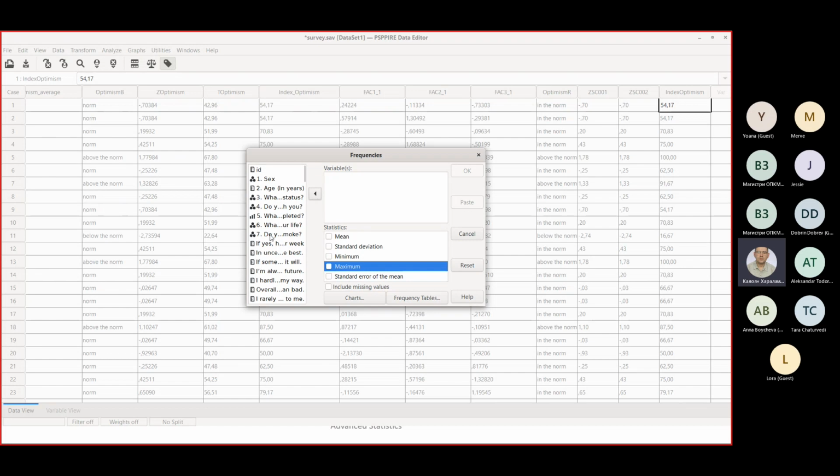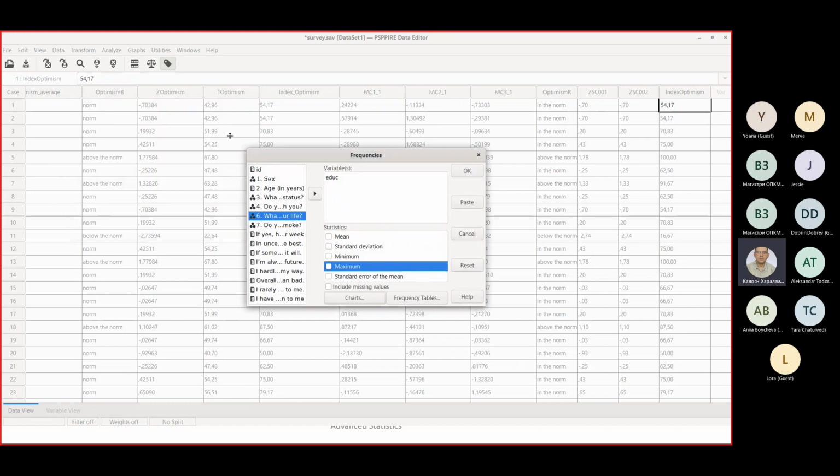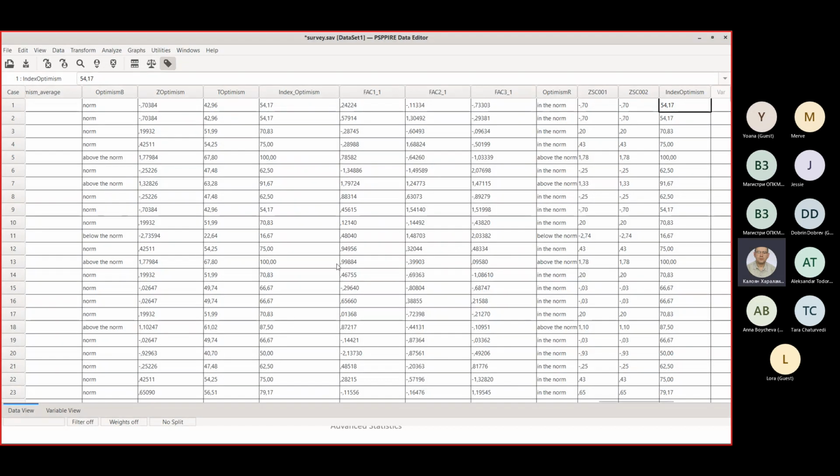Where is this? Oh, source education. Okay, this is education. I will move education from left to the right, and I will change the chart. Usually, for ordinal variable, we use bar charts. So I will uncheck pie chart and we'll check bar chart. After that, continue. After that, okay.